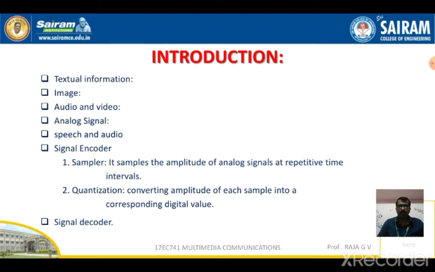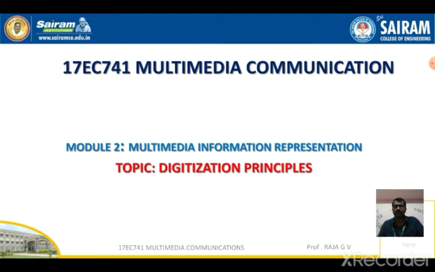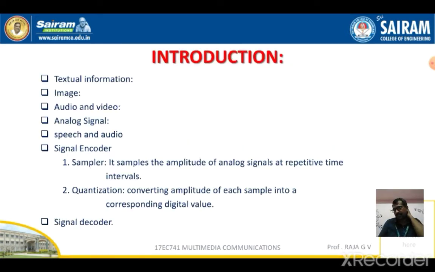How does it have to be done? In the sense, three steps are there: sampling, quantization, and coding. Sampling means taking the amplitude of the analog signal at repetitive time intervals, and then converting the amplitude of each sample into the corresponding digital value.